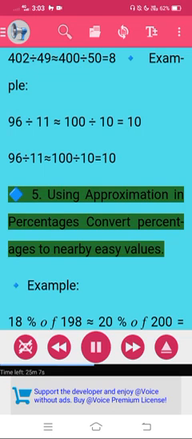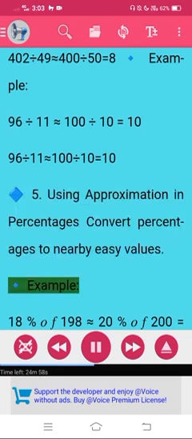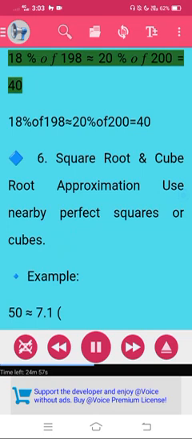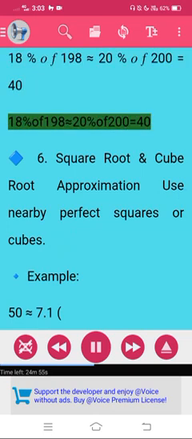Large diamond 5. Using approximation and percentages. Convert percentages to nearby easy values. Small diamond example. 18% of 198 approximately equals 20% of 200 equals 40.